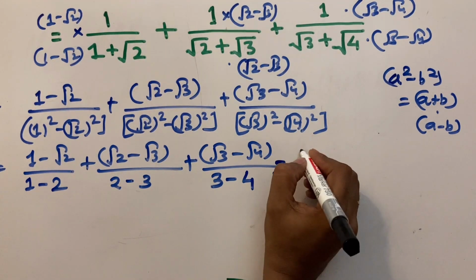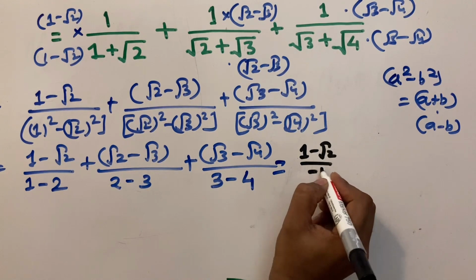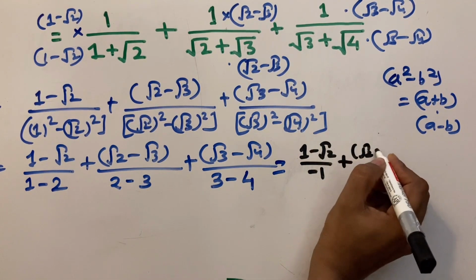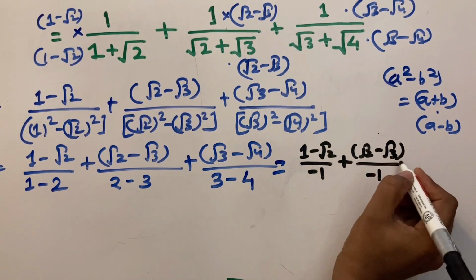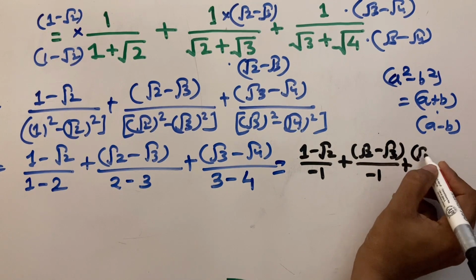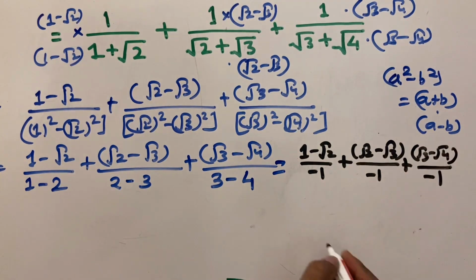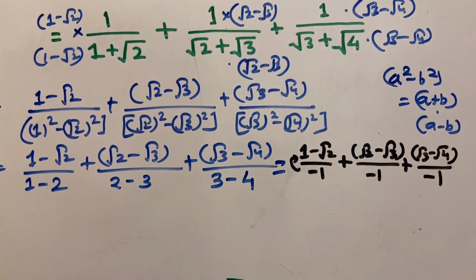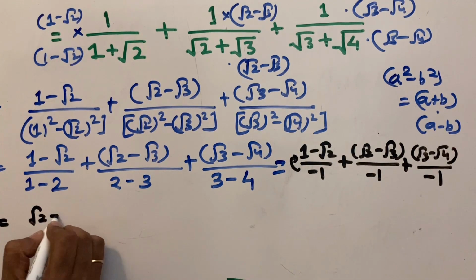which is equal to 1 minus square root of 2 divided by minus 1, plus square root of 2 minus square root of 3 divided by minus 1, plus square root of 3 minus square root of 4 divided by 1. Multiply minus 1 above, so the minus 1 cancels. This simplifies to square root of 2 minus 1.